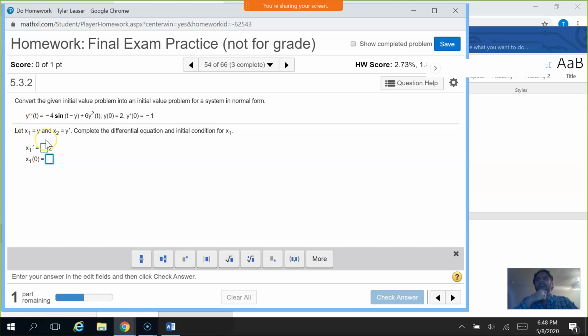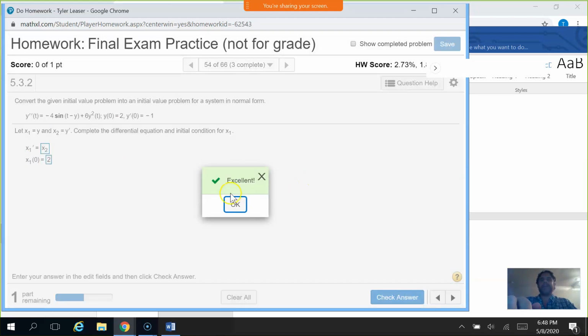x1 is equal to y, but we want x1 prime. If I take the derivative of the left-hand side and the right-hand side, x1 prime is just y prime, but y prime is equal to x2. So x1 prime is the same thing as x2. Then it wants to know what x1, just the normal function, at 0 is. Well, if x1 is y, y at 0 is 2. Okay.